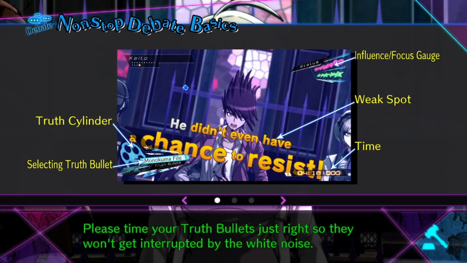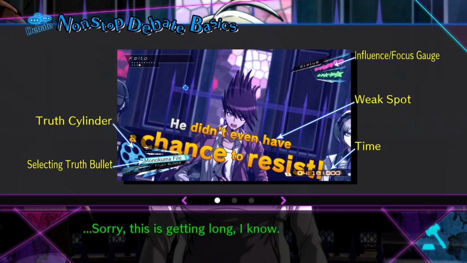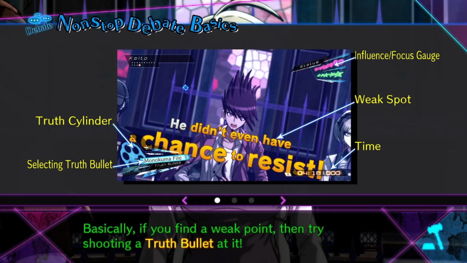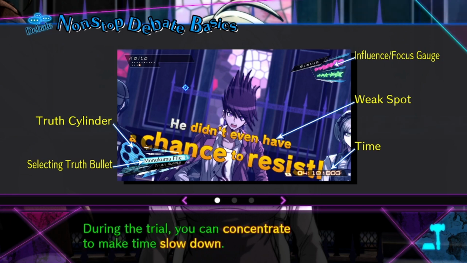Please time your truth bullets right so they won't get interrupted by white noise. Note that if you run out of time, you will automatically fail, so be careful. Sorry, this is getting long, I know. Basically, if you find a weak point, then try shooting a truth bullet at it. Oh, and I almost forgot the new element. During trial, you can concentrate to make time slow down.